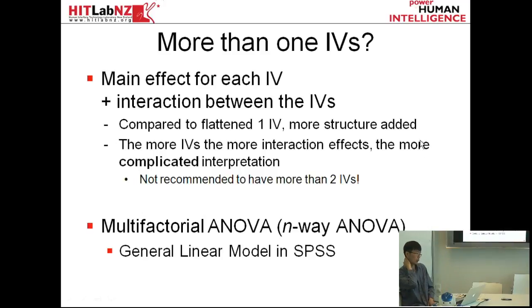So far we've talked about when there is one independent variable, and even one independent variable could have multiple levels or conditions, more than 2, 3 or 4. But if you have more than one independent variable, then, as we talked about in the last lecture, we can not only look at each of the independent variables separately, but also look at the interaction between them. For analyzing such results, in SPSS there is a tool called multifactorial ANOVA, or in SPSS this function is called the general linear model, which is a more generalized method that does multifactorial ANOVA or n-way ANOVA.